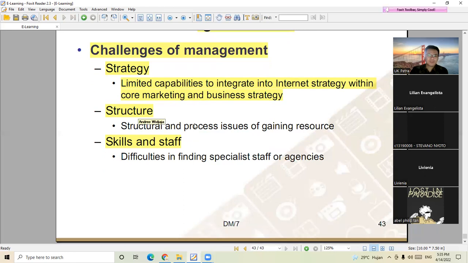The structure is the process issues of gaining resources, including the money, involved. And the last one is the skill and staff, because if you want to do the digital marketing properly, we have to find the specialists to do it. Otherwise, we have to maybe outsource, hire the marketing agency to do the digital marketing job.